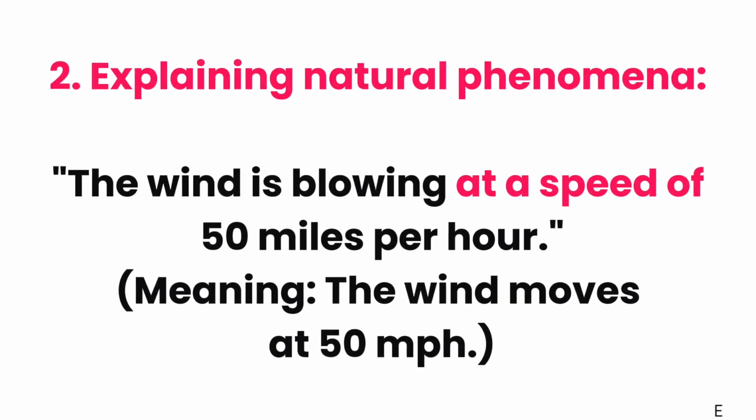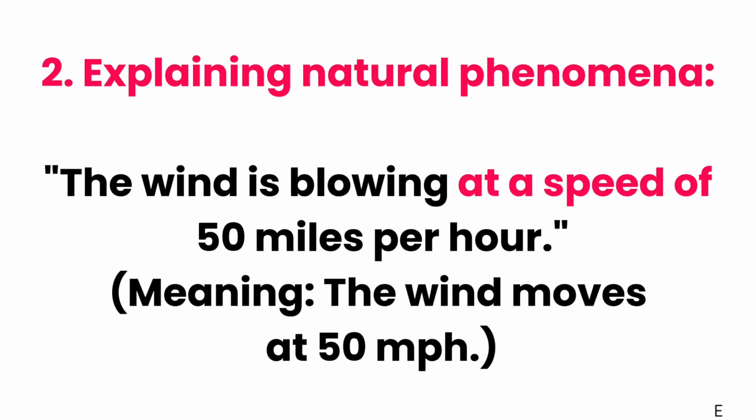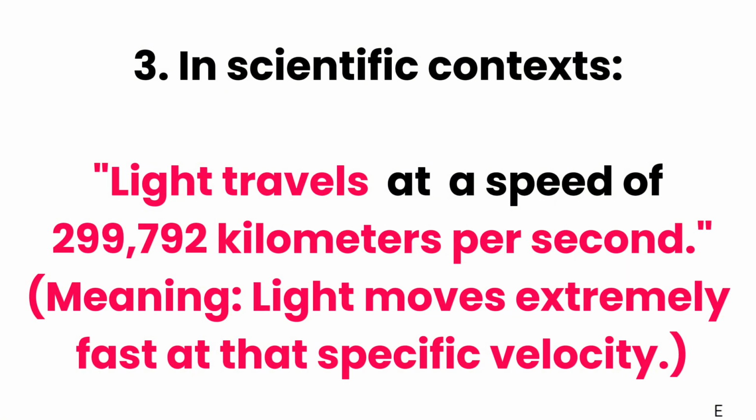2. Explaining natural phenomena. The wind is blowing at a speed of 50 miles per hour. Meaning, the wind moves at 50 miles per hour. 3. In scientific contexts. Light travels at a speed of 299,792 kilometers per second. Meaning, light moves extremely fast at that specific velocity.